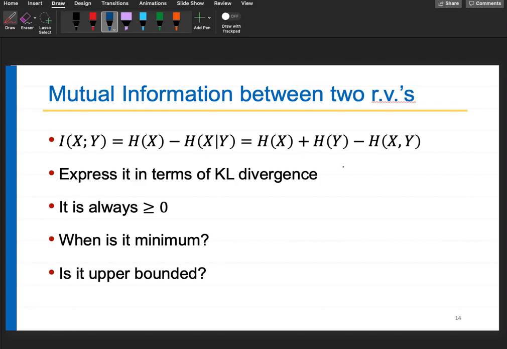basically, if you open it up and express it in terms of PDFs, then yes, you can do it. And this is also always greater than or equal to 0. How will you prove it? Again, using Jensen's inequality. You can prove that this is also always greater than or equal to 0. Okay.